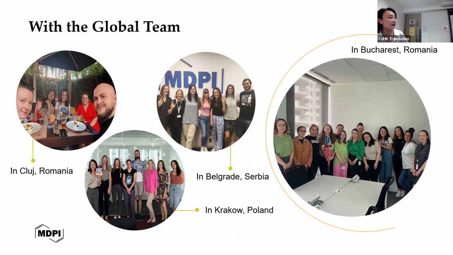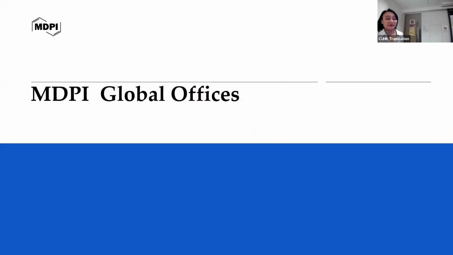Here in this one, I visited Cluj in Romania, and here we were having lunch with our team members, and also in Krakow, in Belgrade, in Serbia, and that one is in Bucharest, Romania. So we have two offices in Romania, one in Bucharest, the other in Cluj, and also in Serbia there are two offices as well. So we have the chance to experience different cultures, different environments, which is a great memory for me.